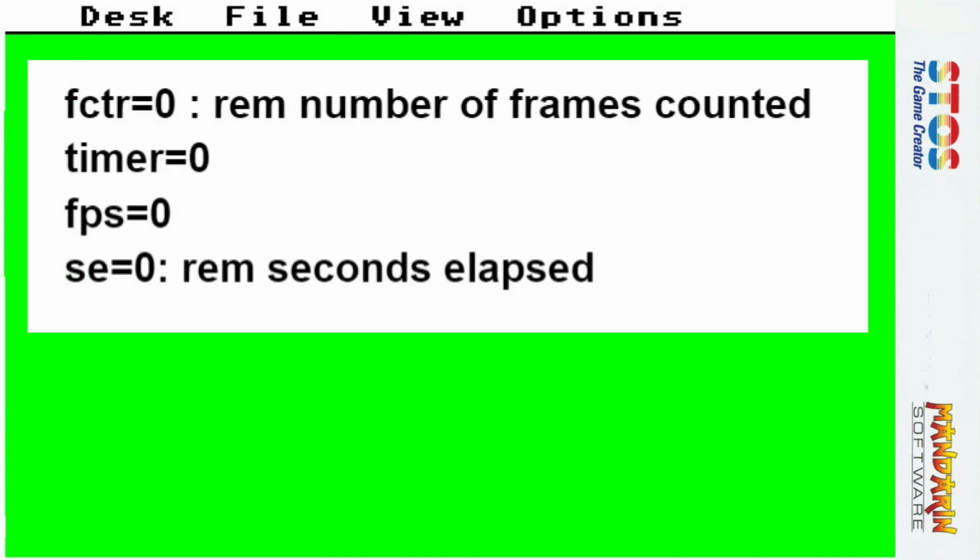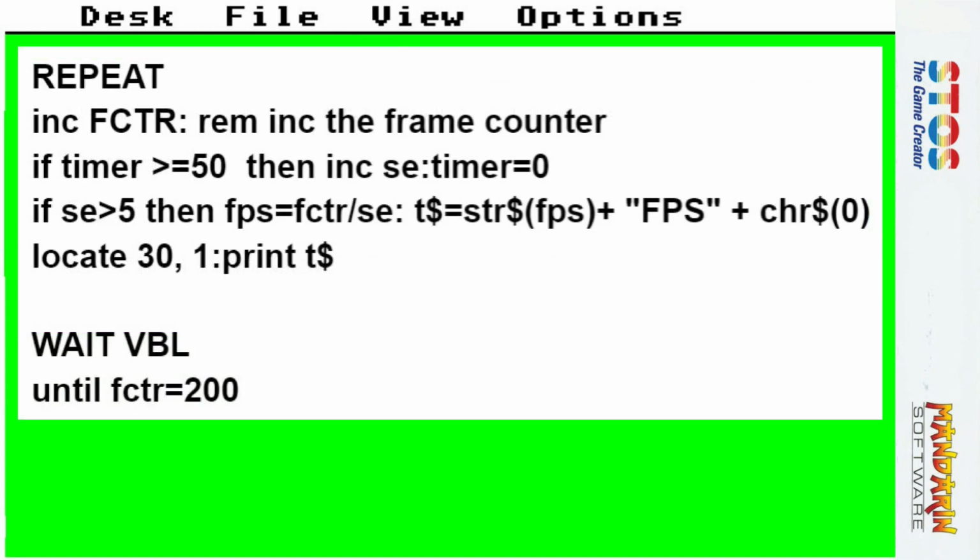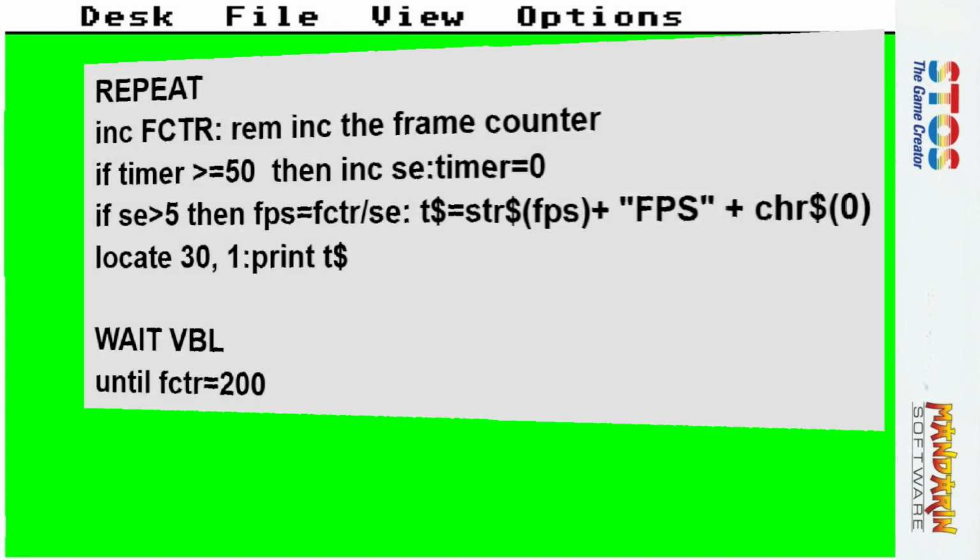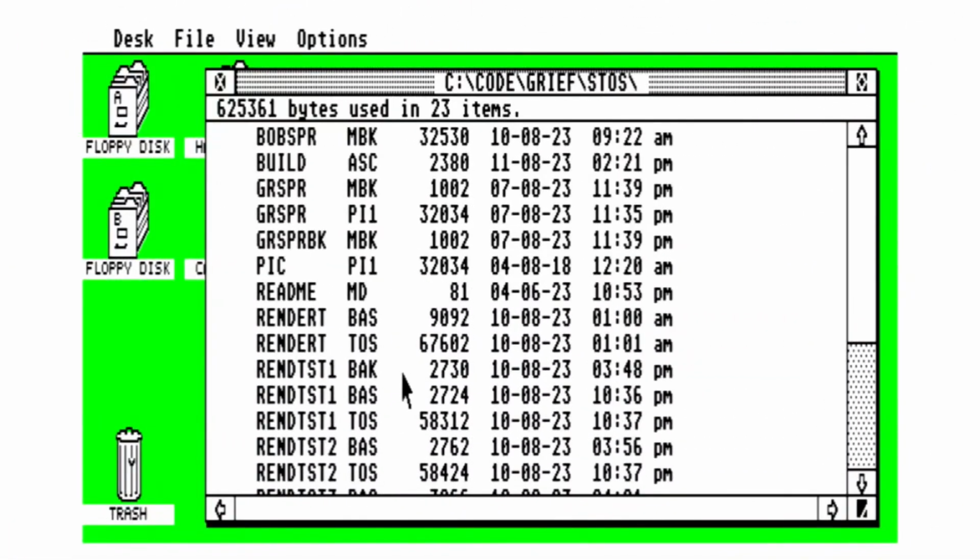Next, we'll have our FPS counter code. Since STOS sprites run in their own interrupt and not in the vertical blank, we have to make sure we use wait VBL to accurately count the number of frames left in each second for game logic, other graphics, etc. We do this in a repeat until loop until it counts to 200 frames and then stops. Now let's run the precompiled rend tst1.tos and see the results.